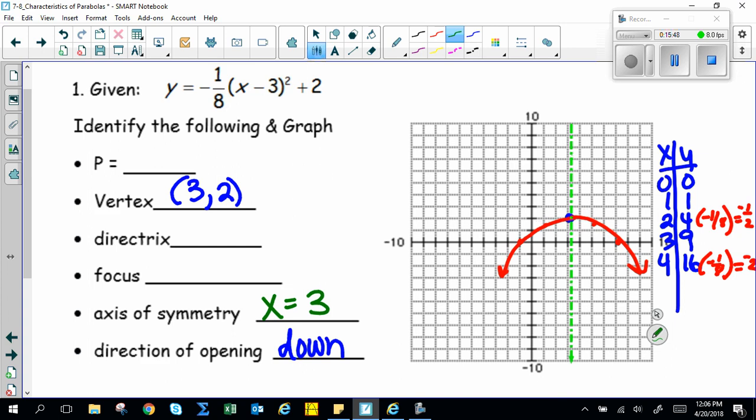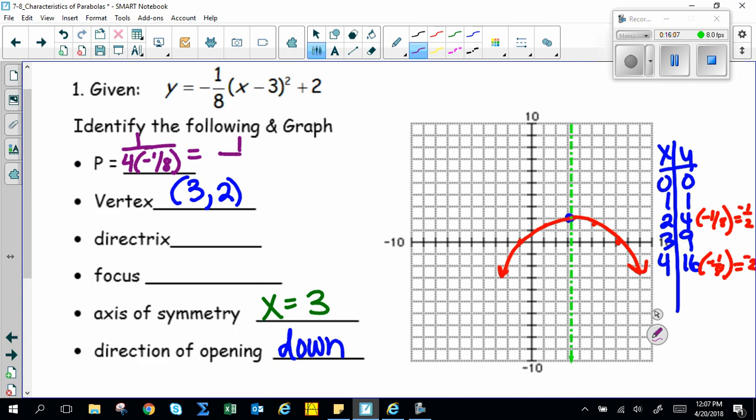So all of that I've done so far is all the old stuff. Okay, we could have done that first semester. Now, what's new is I'm going to find my p-value. My p-value is 1 over 4 times a, which is negative 1 over 8.